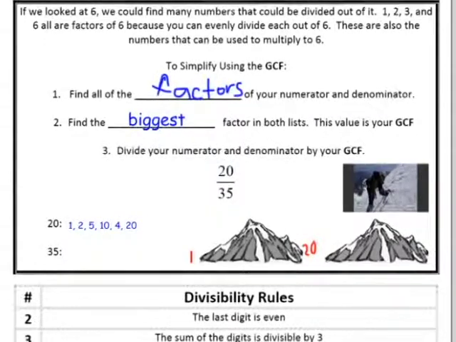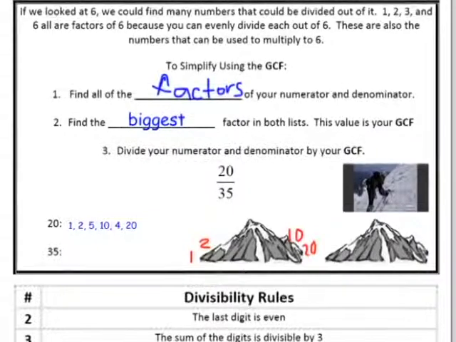2, well, does 2 go in? We look at our divisibility rules. Is the last digit even? Well, 0 is technically an even number, so yes. Ask yourself, 2 times what makes 20? Or you can do 20 divided by 2 to find 10. So numbers on opposite sides of the mountain multiply together to make that number.